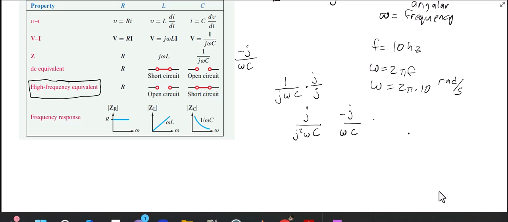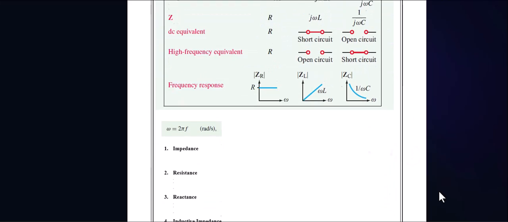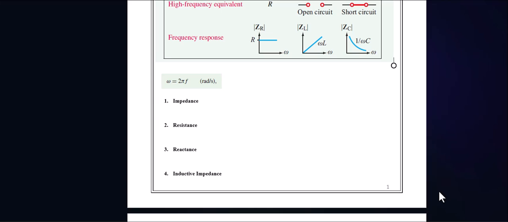So now what I would like to do is talk about what these terms are. We have these new terms that we're going to be using now in the phasor domain. Instead of just V equals IR, we've got these other things. We have impedance. We are used to Ohm's law, V equals IR, and R equals V over I. So what is impedance?